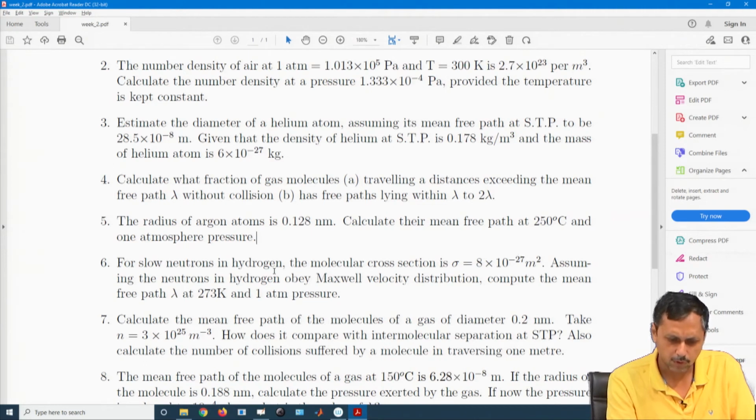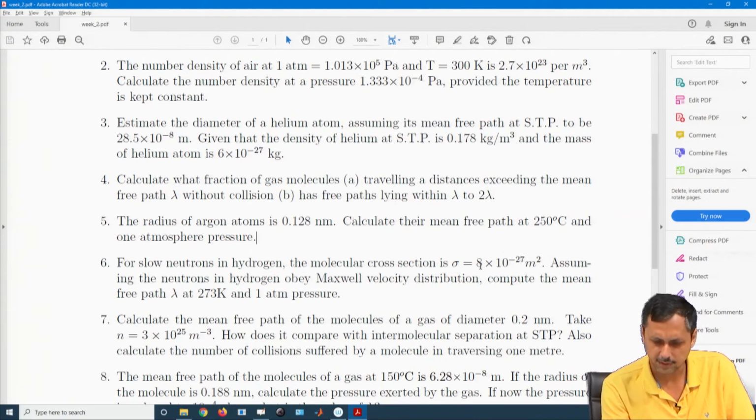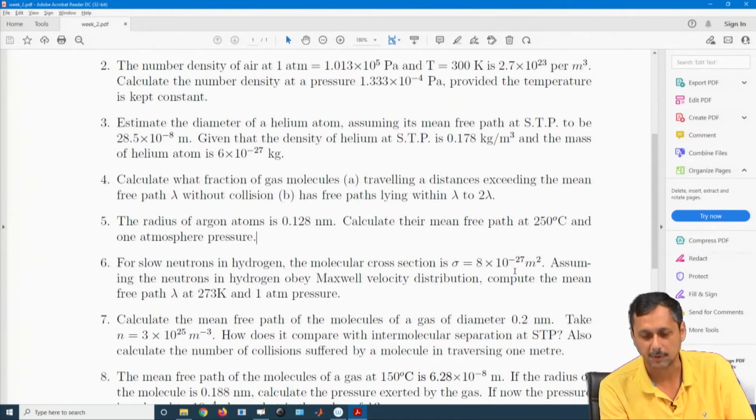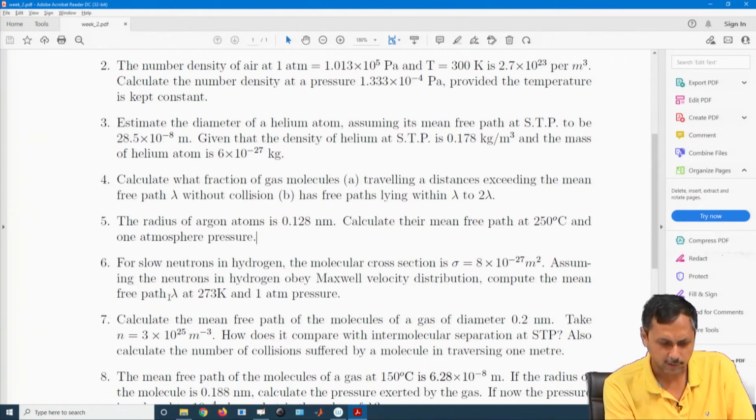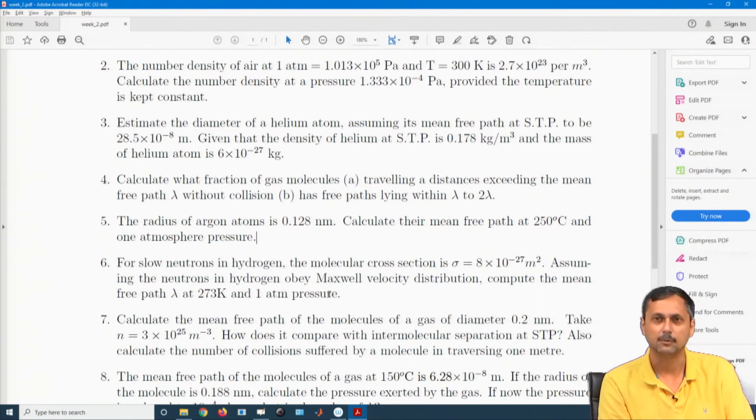For slow neutron in hydrogen, the molecular cross section is given as sigma is equal to 8 into 10 to the power minus 27 meter square. Assuming neutrons in hydrogen obey Maxwell's velocity distribution, compute the mean free path at 273 Kelvin and 1 atmosphere pressure.